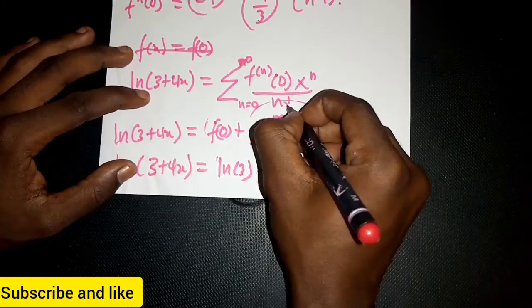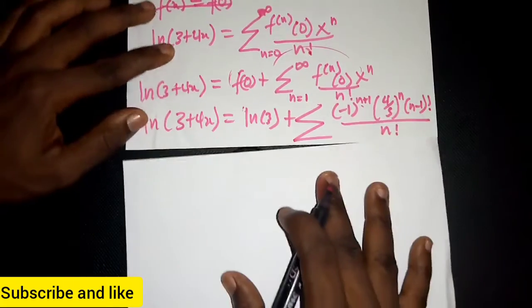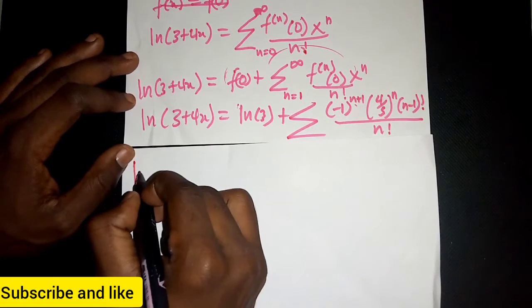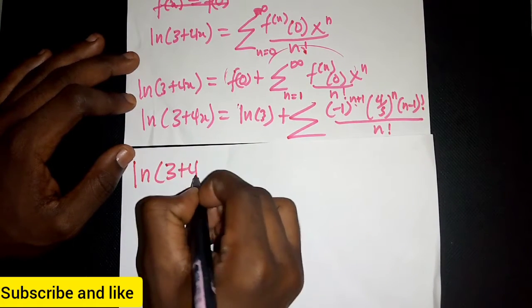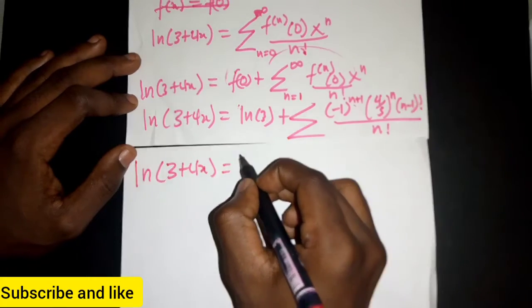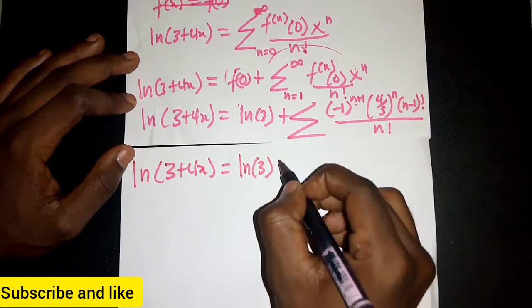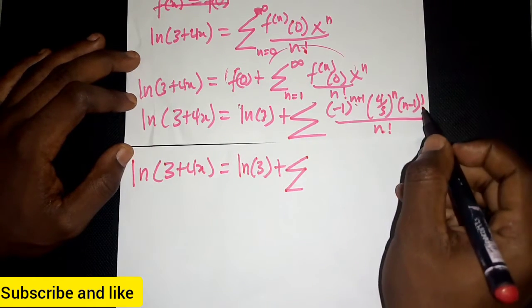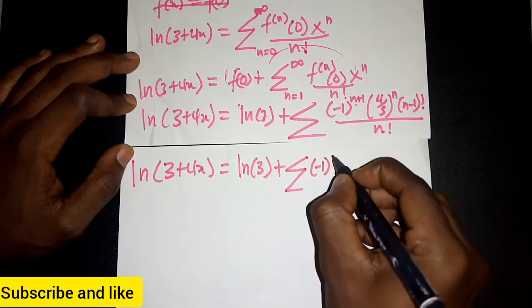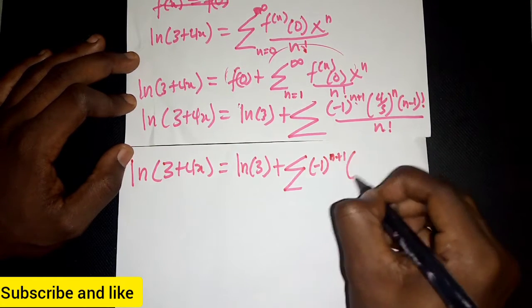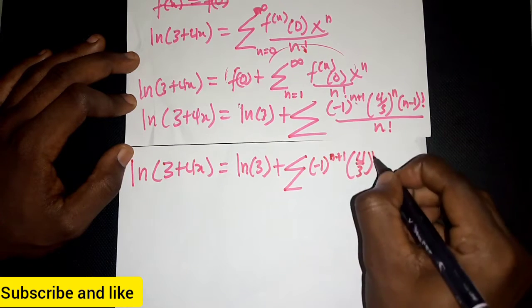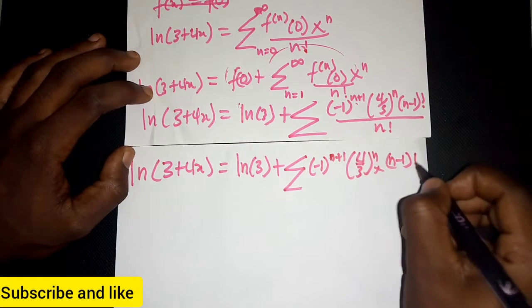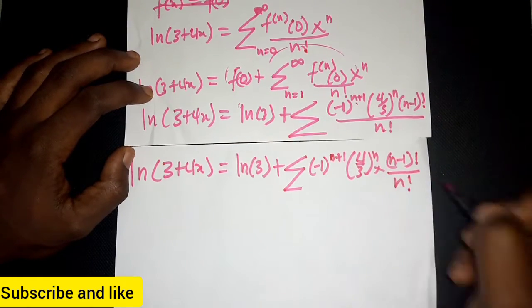So we are going to write the general one here for it to look nice. So we have the ln 3 plus 4x here being equal to ln 3 here plus the summation of, now we have n factorial here, so let's group them at 4 over 3 to the power n. And let's do this over here. We have n minus 1 factorial over n factorial over here.